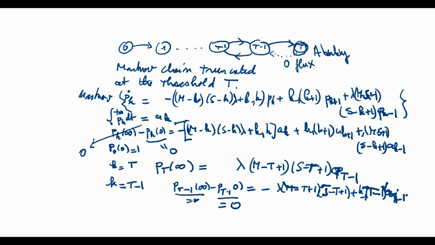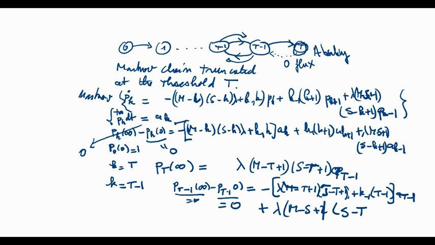This is not clearly readable, so let me rewrite it. So this is plus k minus 1, T minus 1, multiplied by a_{T-1}, and this is everything multiplied by this, plus the term coming from T minus 2, that is the transition rate. Now we have just written this, plus lambda, m minus T plus 2, multiplied by s minus T plus 2, multiplied by a_{T-2}.